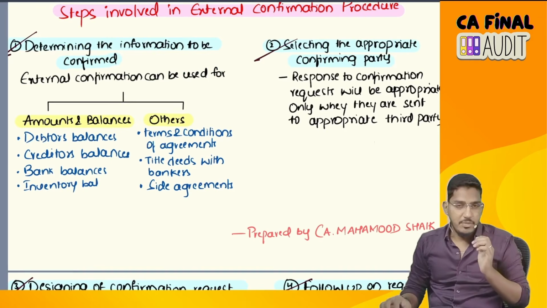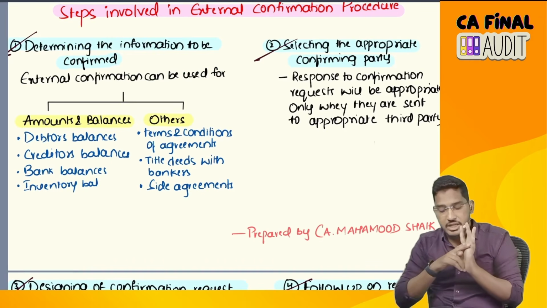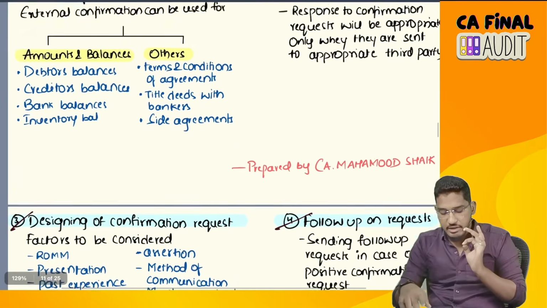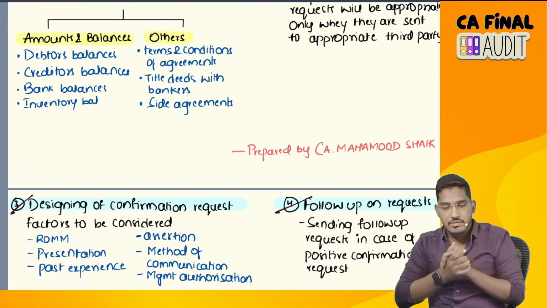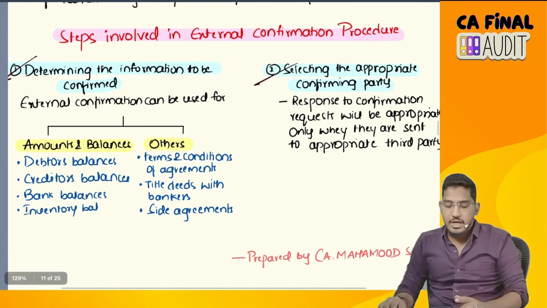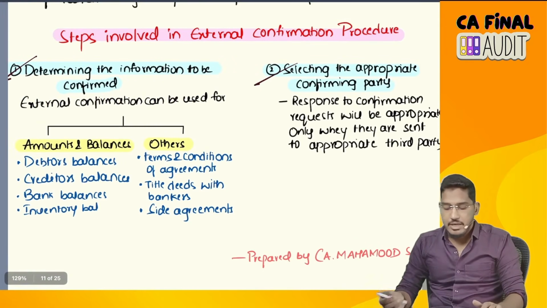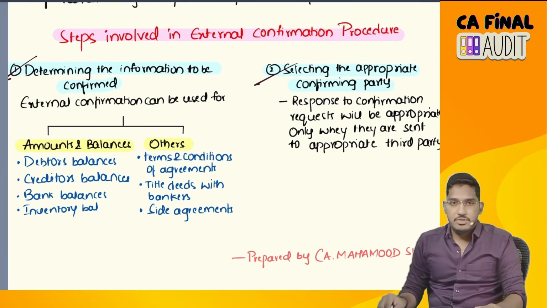So what are the 4 steps? Number 1, determine the information which you want to get the confirmation. Number 2, select the appropriate confirming party. Number 3, design the confirmation request. Number 4, send the request and do the follow-up wherever required. Now talking about each and every step in a detailed manner. First one, determining the information to be confirmed.